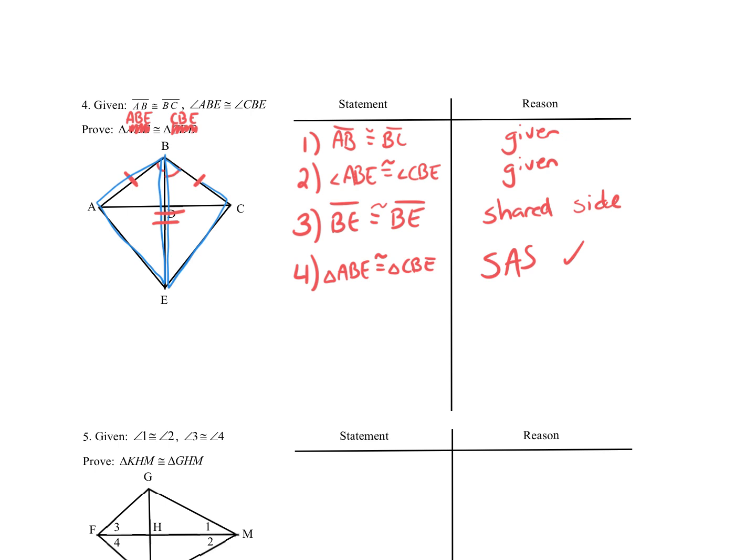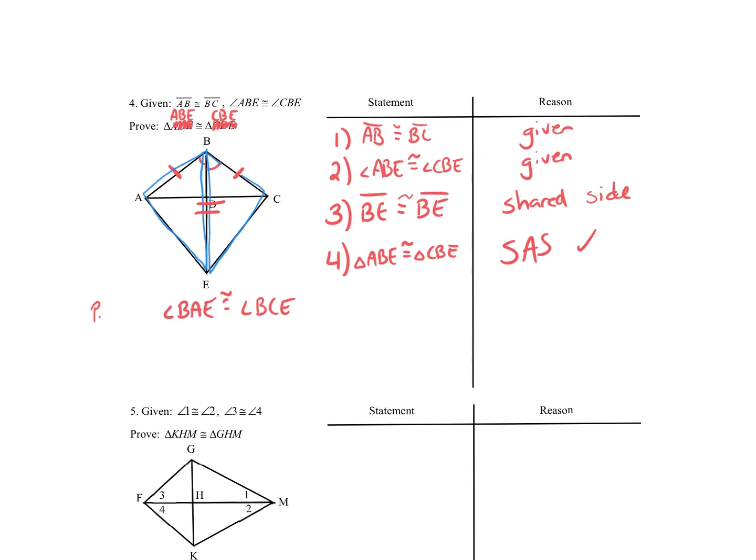Okay, what if I added another question in there and I said, I want you to tell me why angle BAE is congruent to angle BCE? Like if this one was our proof statement. Right, we would put this here, angle BAE is congruent to angle BCE, and what's the reasoning? Corresponding parts. Because remember, once you prove one of those to be true, everything else after that is corresponding parts.